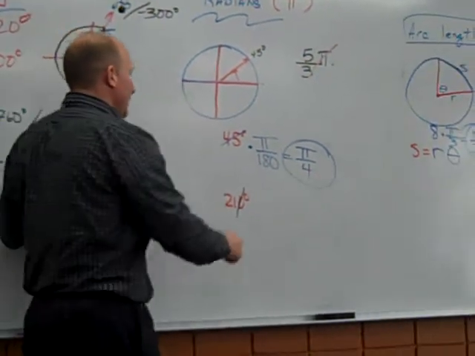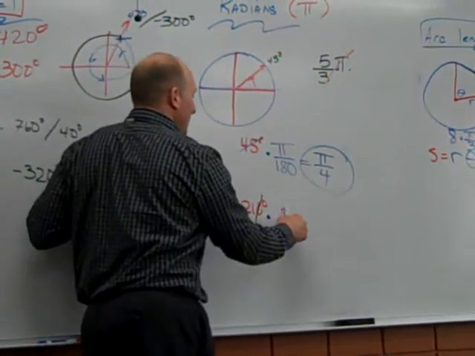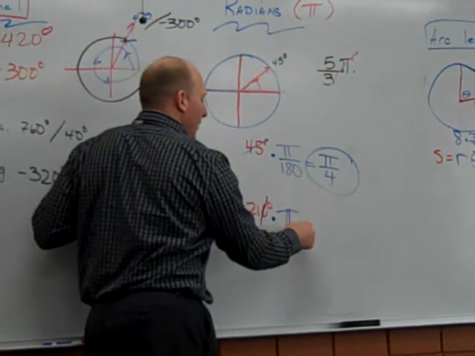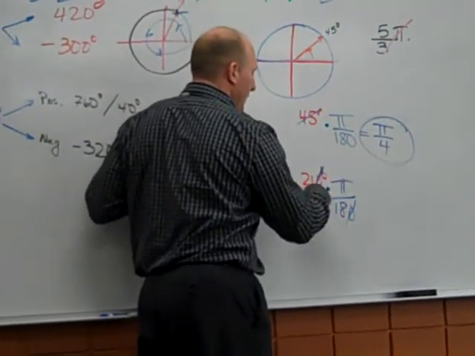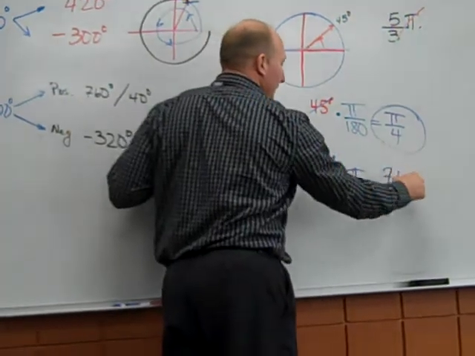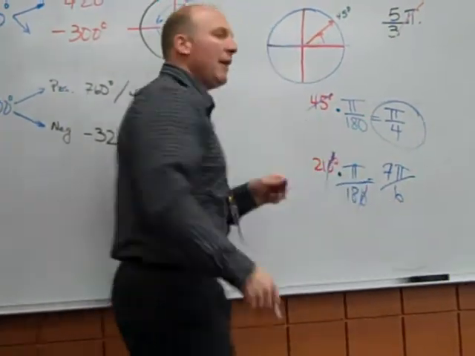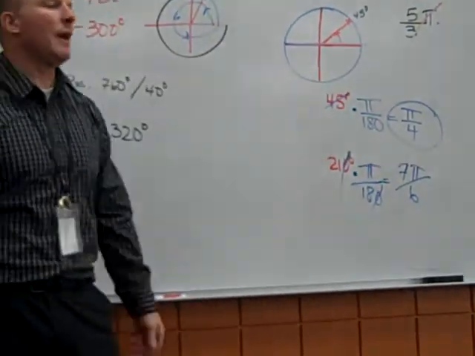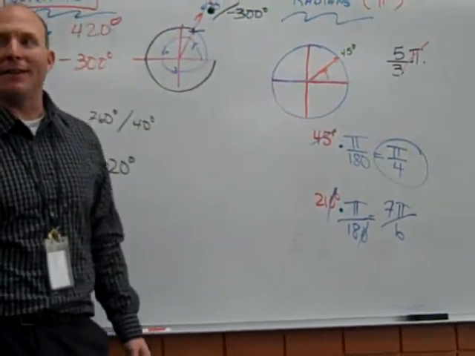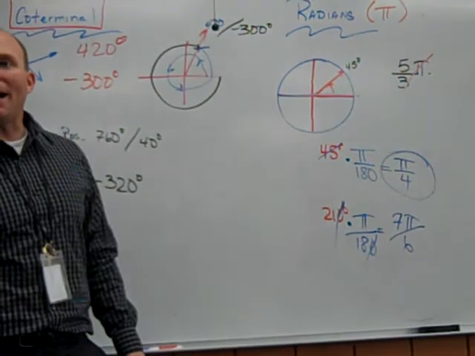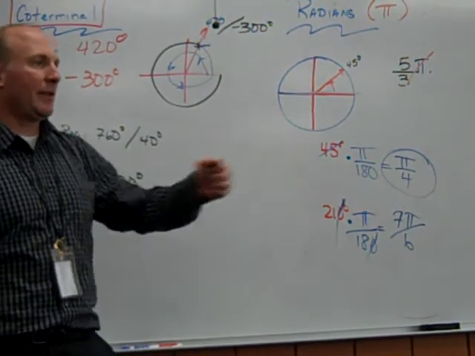What's 210 degrees in radians? Times pi over 180. Reduce. Divide by 3. Just leave it as 7 pi over 6. Don't write 1.16666 pi. Nobody does that.